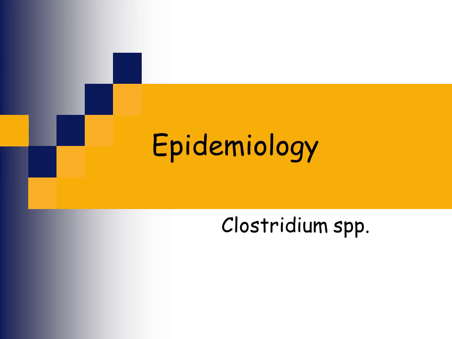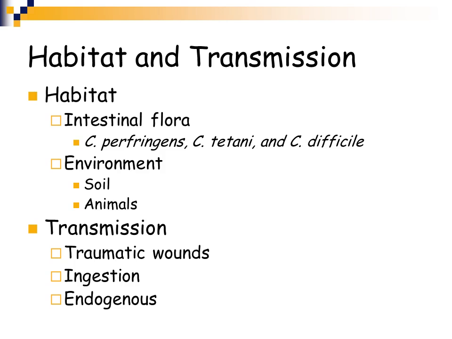We're going to now talk about the epidemiology of the Clostridium species. Now, some of these organisms can be intestinal flora. You can find sometimes Clostridium perfringens, tetani, and more commonly Clostridium difficile as intestinal flora. A lot of these Clostridium organisms can be found in the environment, in soils. They can be found in various animal species, and transmission, depending on the organism, is usually through traumatic wounds, ingestion, or endogenous. So you get an infection with your own flora.